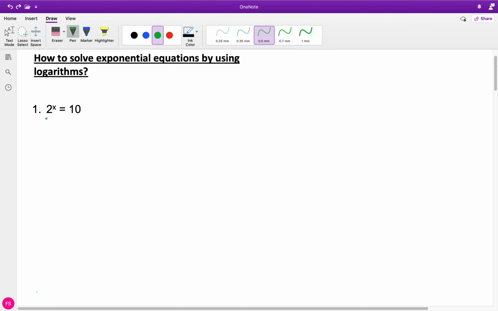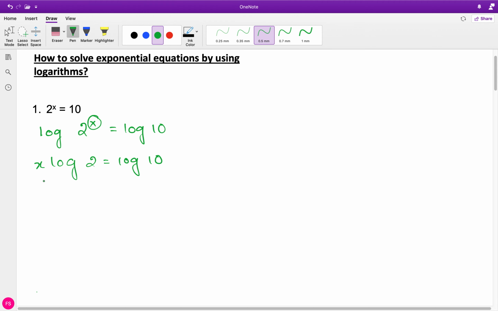Okay, so this is my first question. 2 to the power of x equals 10. How to solve it? Take logarithms both sides. This side I will have log of 2 to the power of x equals log of 10. Now this power moves to the front according to the rule of log. So it will give me x log of 2 equals log of 10.